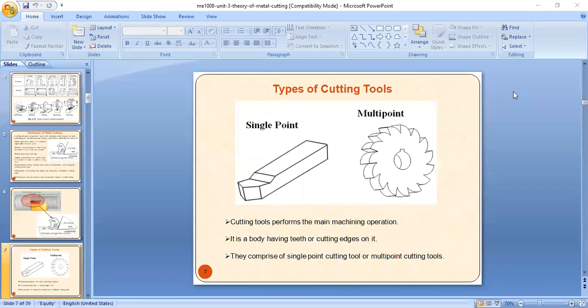In a multi-point cutting tool, we have a number of teeth or cutting edges on it. Even a single point cutting tool has a cutting edge, but in a multi-point cutting tool we have a number of cutting edges. The difference between single point cutting tool and multi-point cutting tool is that one.